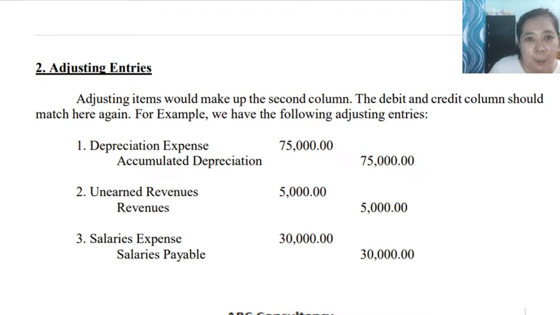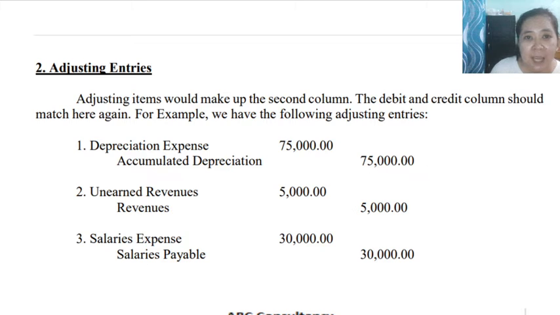So we have here examples. I have given you 3 examples of adjusting entries that we will use in the worksheet. For the first adjusting entry, this pertains to our depreciation. So we will debit depreciation expense, credit accumulated depreciation.